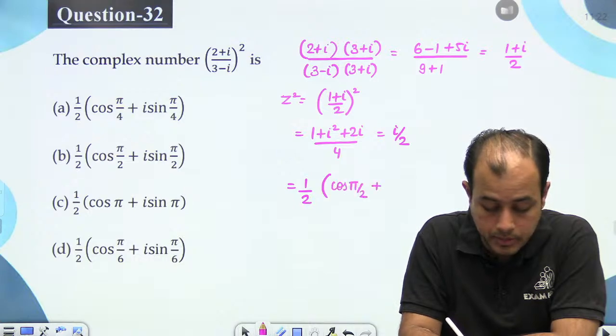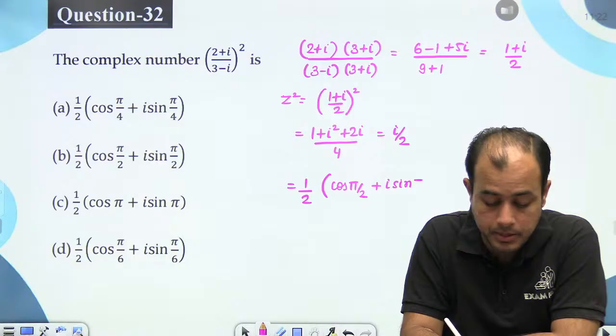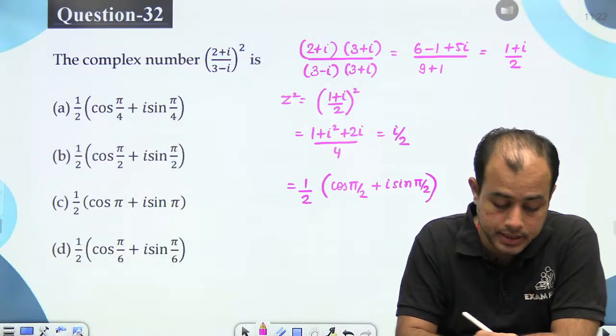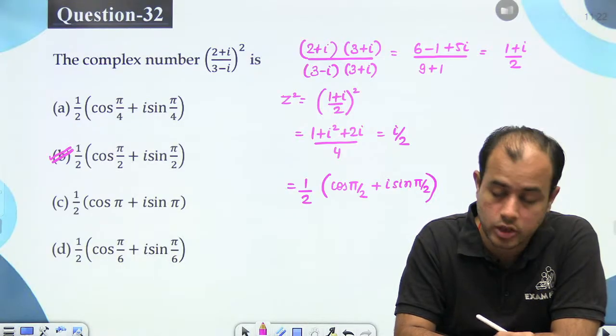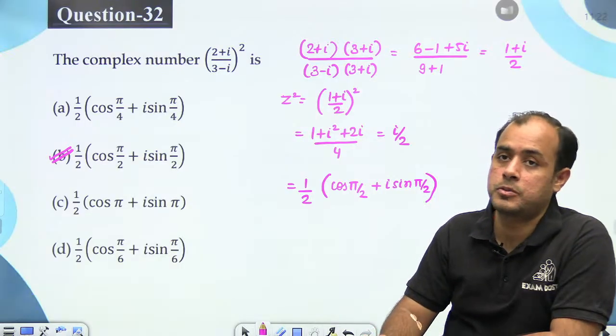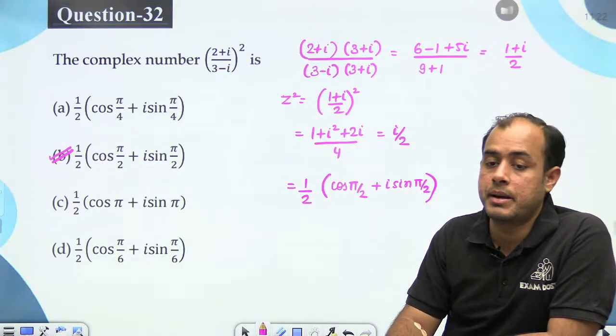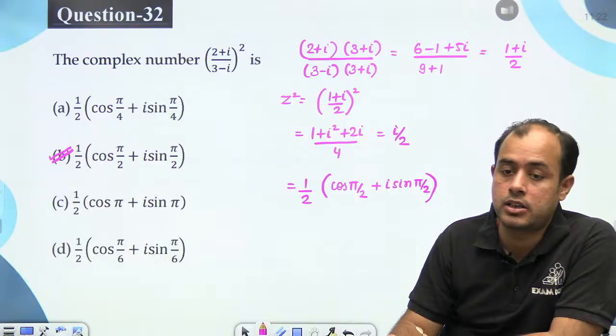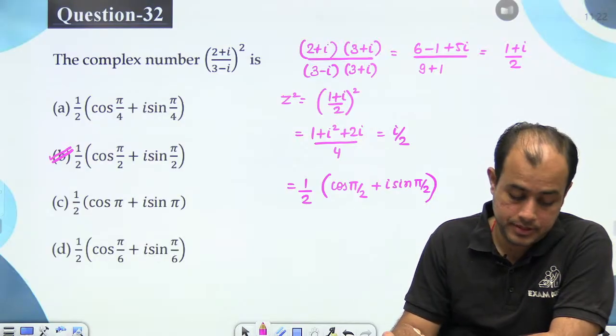Half cos pi by 2 plus iota sin pi by 2. When a number is purely imaginary, the argument of that is pi by 2. अगर कोई नंबर प्योरली इमेजिनरी है तो उसका आर्ग्यूमेंट पाई बाय 2 होगा. तो आंसर इज बी.